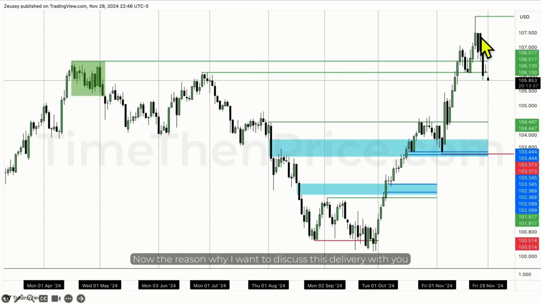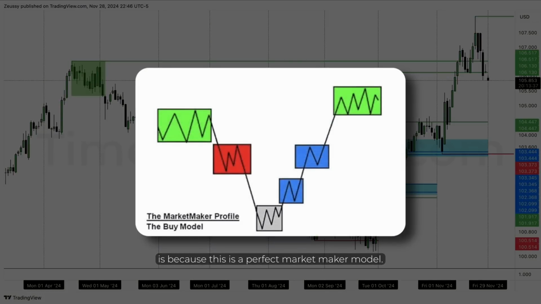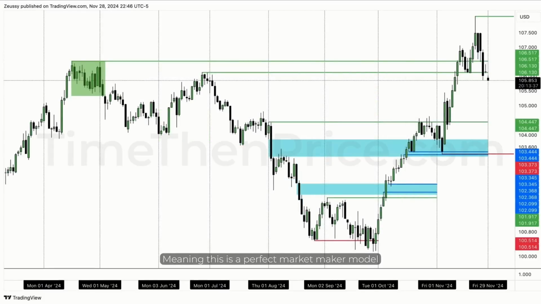Now, the reason why I want to discuss this delivery with you is because this is a perfect market maker model. Meaning, this is a perfect market maker model when it comes to the alignment of the left side of the curve, the right side of the curve, but also when it comes to time. Let me explain. As you can see, I have annotated the August low right here by this red line. Notice that during the month of September, we drop below that August low and the market begins to just go back and forth around that price level. Eventually, when the time was right, the market began expanding towards the upside.